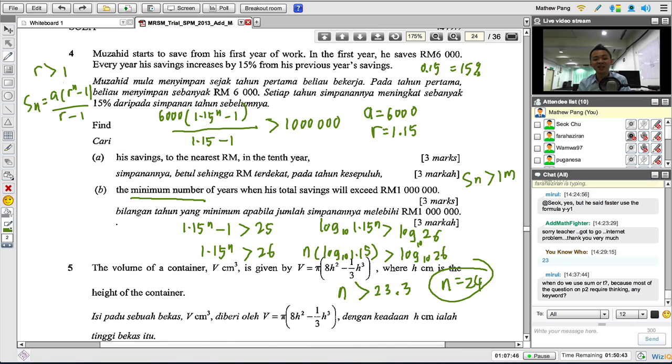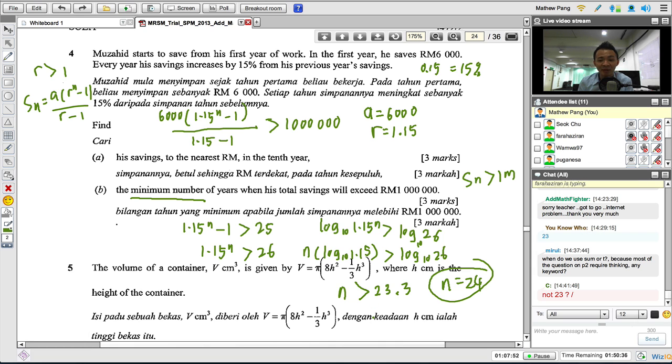Okay, because the nearest one is 24. You can take 100, and 100 is still bigger than 23. But then they want the minimum number. Cannot take 23 because it must be bigger than 23. If you take 23, it means it's not bigger than 23, right?